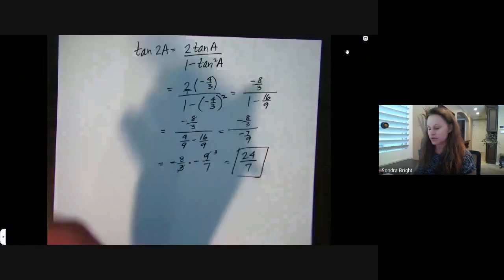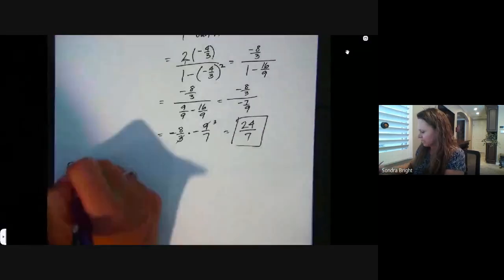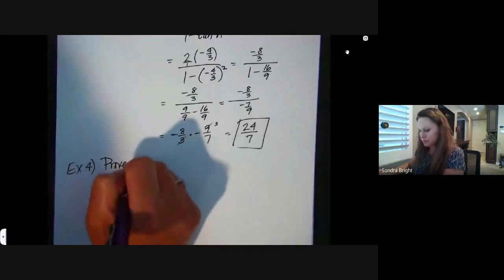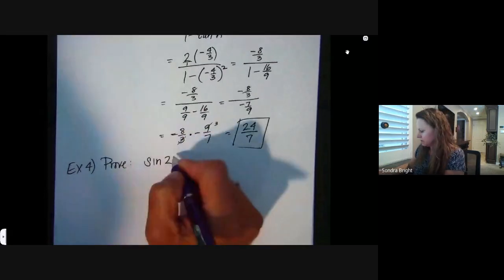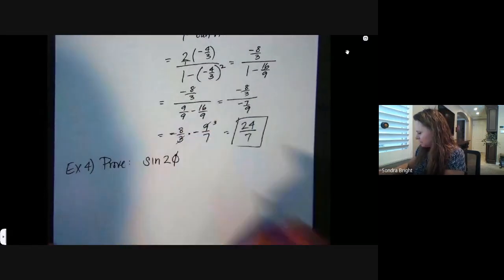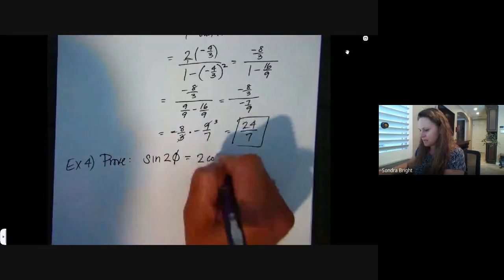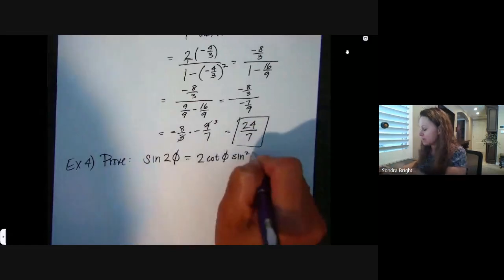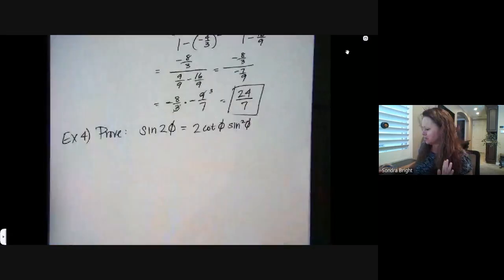Okay, let's do a proving. Prove that sine of 2 times phi, that's another letter for an angle, is equal to 2 times cotangent of phi times sine squared of phi. If you want to change your letters, change your letters. I don't care. Next year, you're going to have to keep them, but you already got a lot on your plate this year, right? You don't need to worry about these crazy Greek letters on top of it.